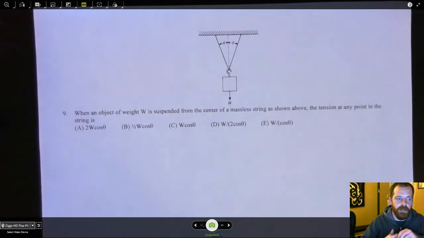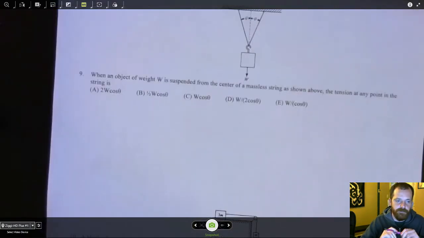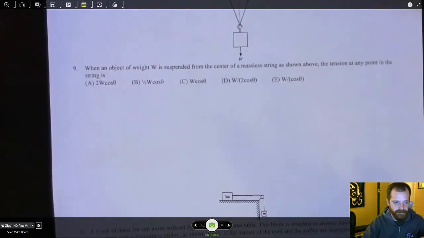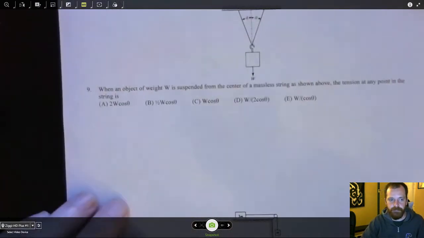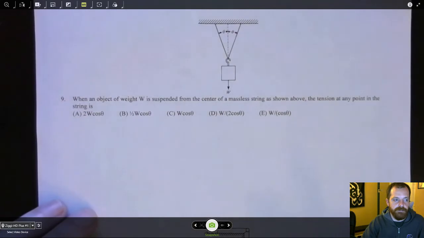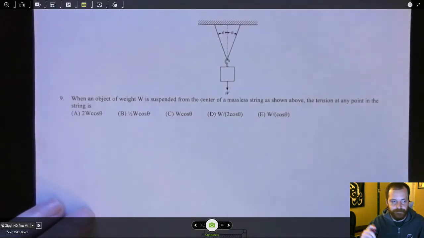Alright, number 9. When an object of weight W is suspended from the center of a mass of string as shown above, the tension at any point of the string is what?